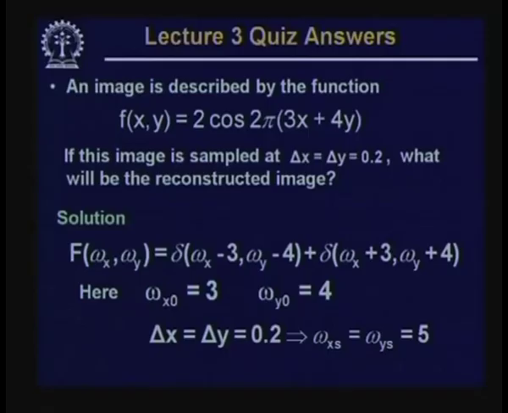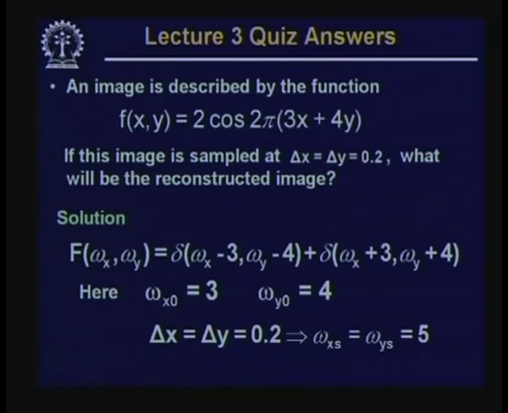Now, let us see some of the solutions of the problems that we had given in lecture 3. At the end of lecture 3, we had given a problem that an image is described by a function f(x, y) equal to 2 cos 2 pi (3x plus 4y), and this image is sampled at delta x equal to delta y equal to 0.2, then what will be the reconstructed image? The solution is like this.